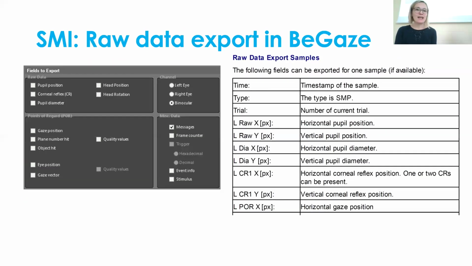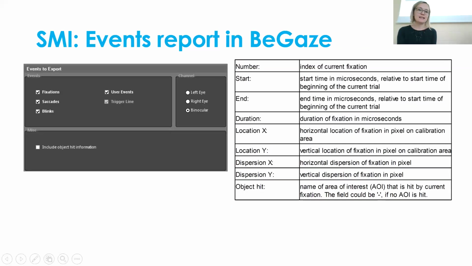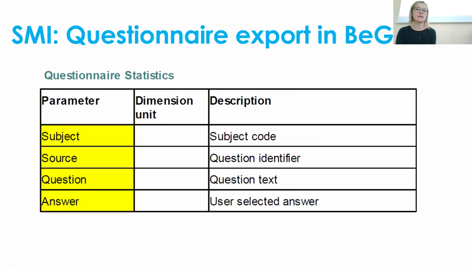Okay, SMI, the same logic, different types of reports. For raw data, if you're interested in pupil dilation, you'd go for the raw data export here. If you're interested in events, an event is a fixation, saccade or blink in SMI's terminology. So for information about all those things, you'd go for events reports.